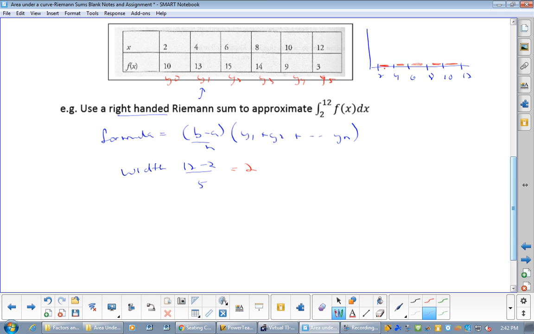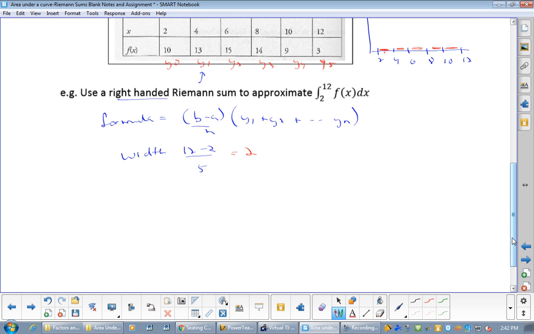Okay, so we can see what our y's are up there. So if we're doing our integral from 2 to 12 of f of x dx, that would equal 2 times 13, because that's y1, plus 2 times 15, plus 2 times 14, plus 2 times 9, plus 2 times 3. And this will give me 108.